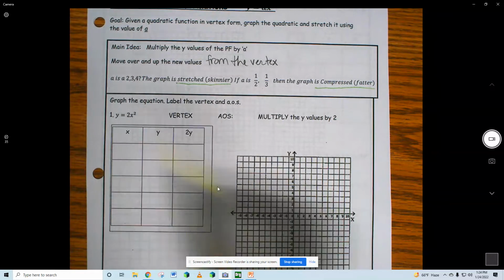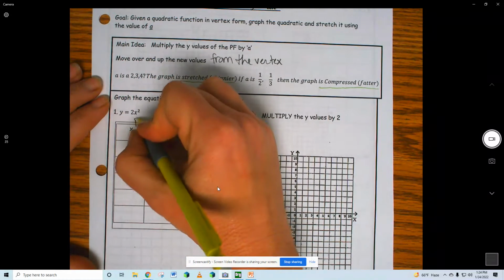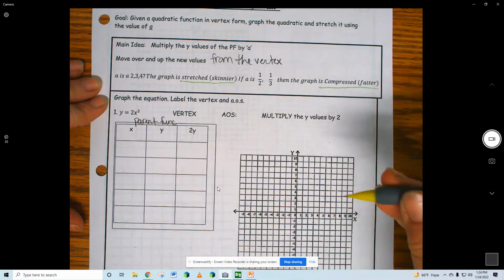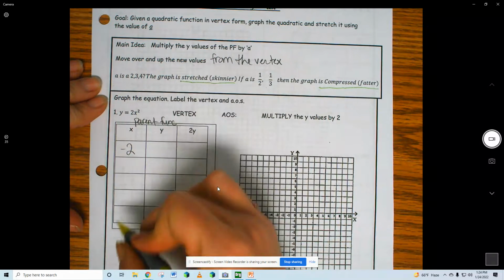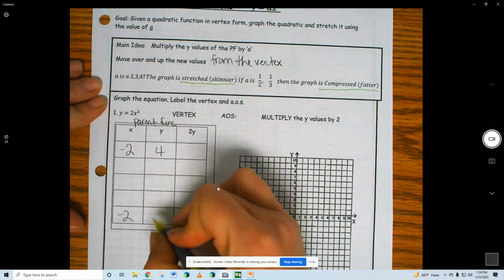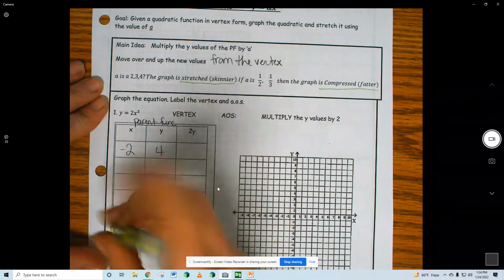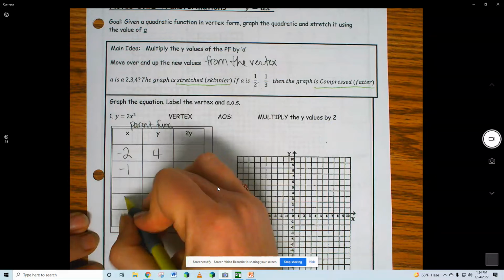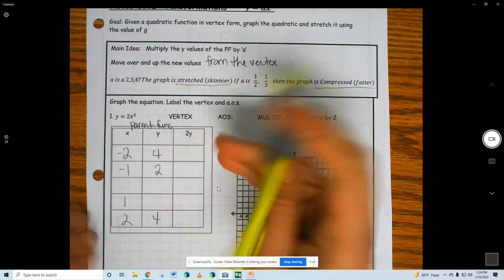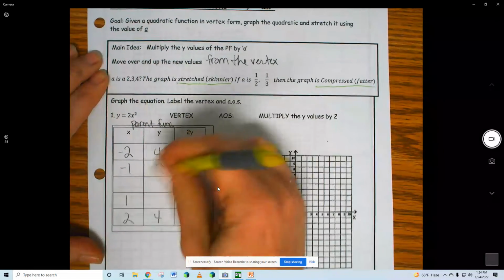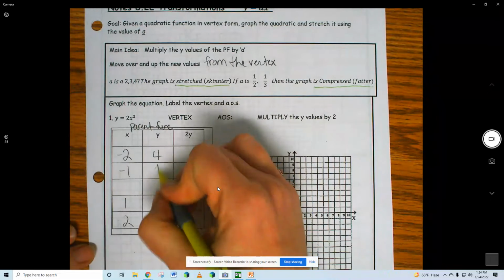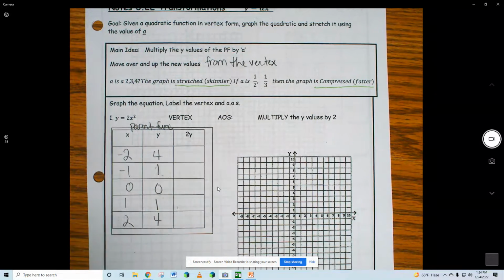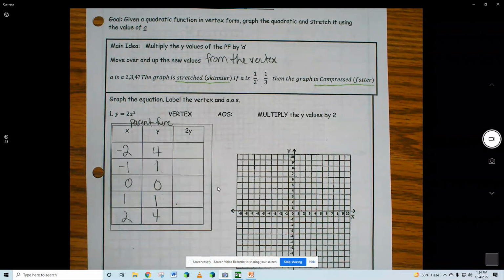So here we go. This is going to be my parent function that we did last week. One to the left, 1 to the right, up 1, actually. Over 1, up 1. And then 0, 0 just means our vertex point. So this is the parent function.